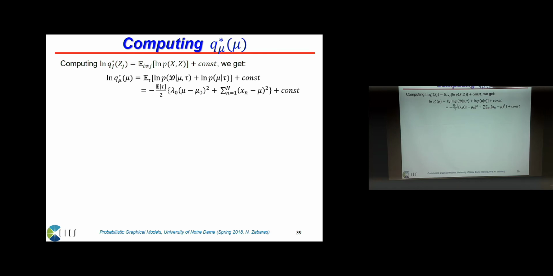If we expand, let's see, can somebody tell me where this thing came from? Where is this term coming from?